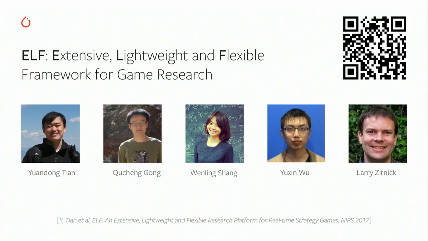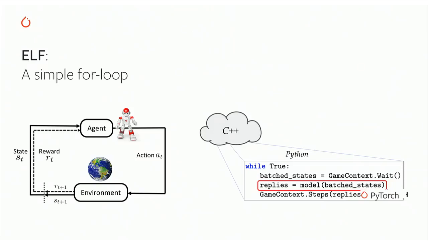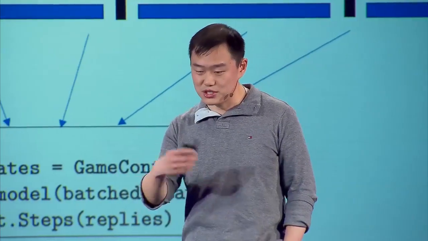ELF is our reinforcement learning platform that was published in last year's NIPS as an oral paper. And conceptually, it's actually very simple. You try to make reinforcement learning as simple as possible by putting all the dirty stuff into C++ and make sure that on the Python side, it's super simple, just one simple for loop. In this for loop, every time you wait for a batch of games to return, and then you use your favorite PyTorch module to find the action. You send the action back to all the previous games, and then the entire procedure continues.